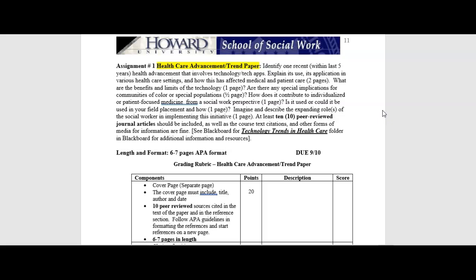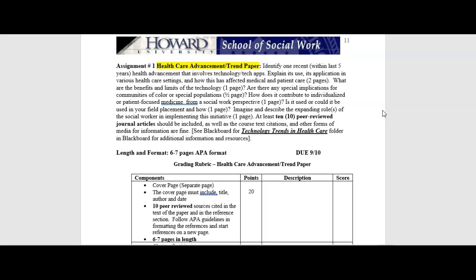For this paper, you are to have at least 10 peer-reviewed journal articles, as well as course text citations, and other forms of media for information are fine. You must have at least 10 peer-reviewed journal articles. Please get familiar with how to research journal articles for your papers.